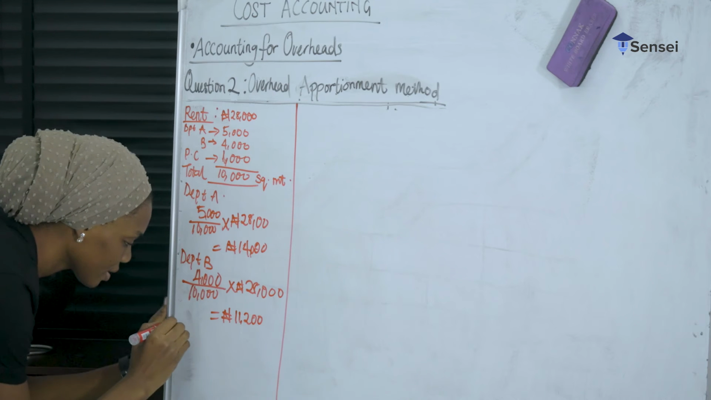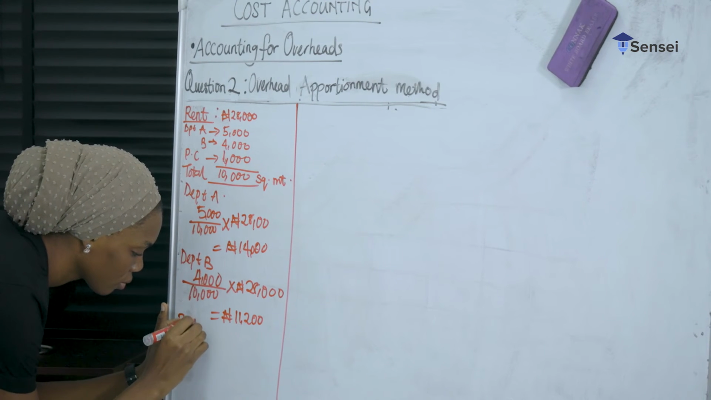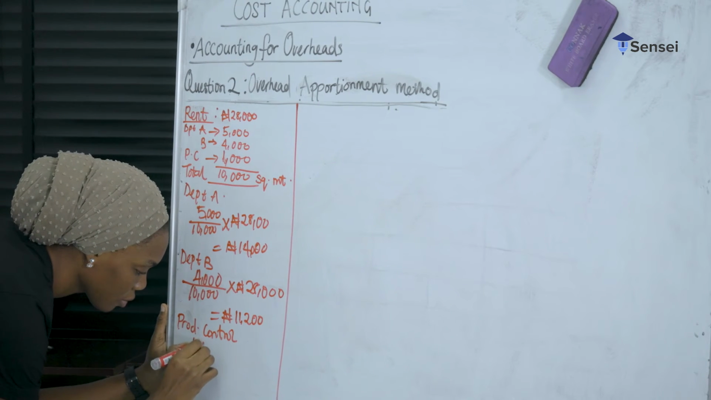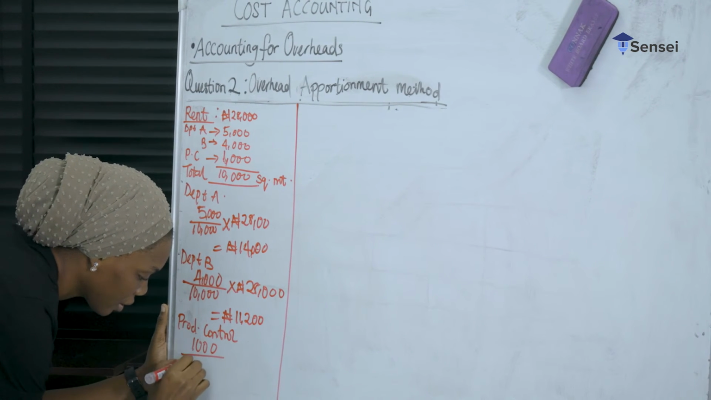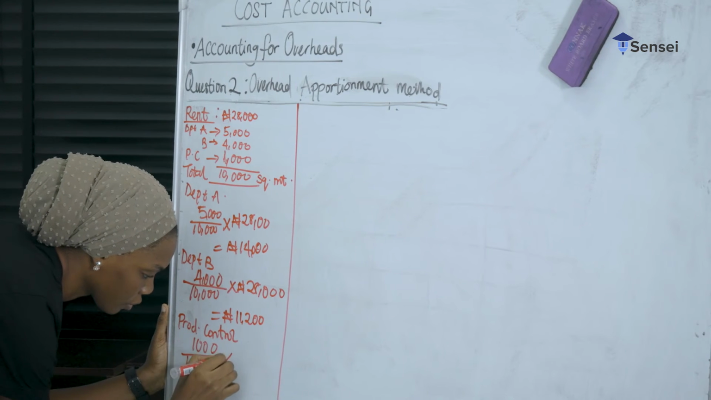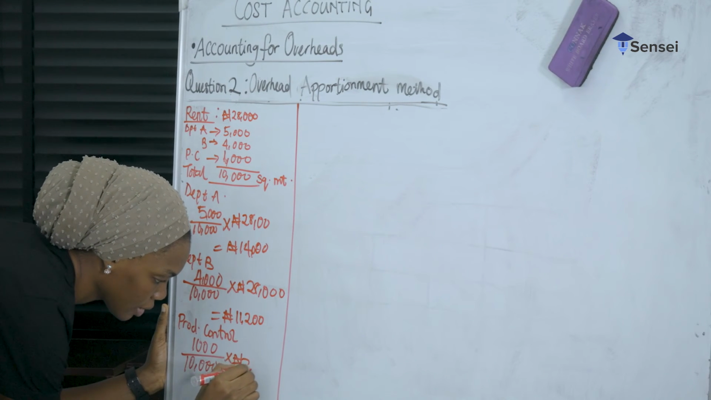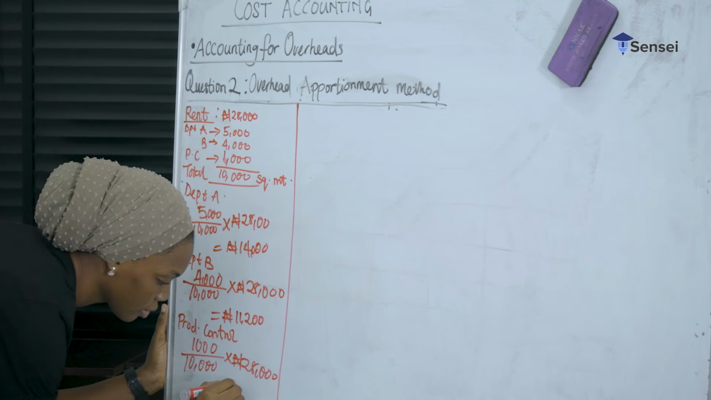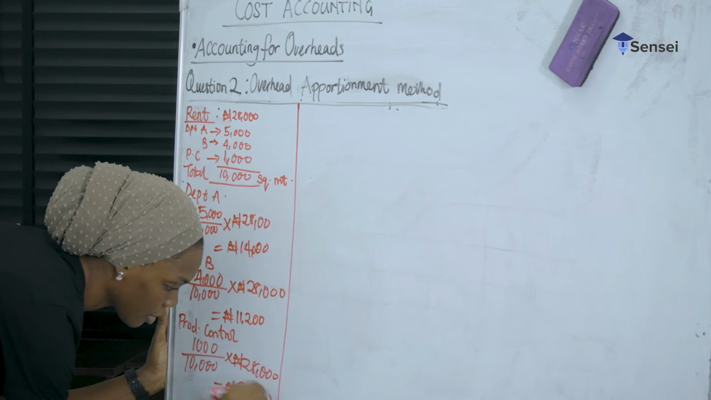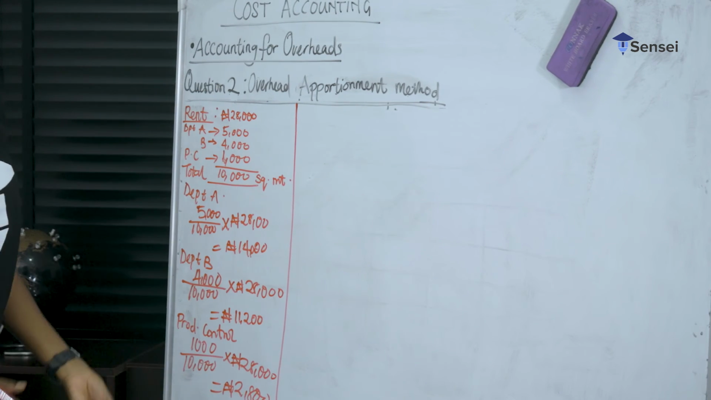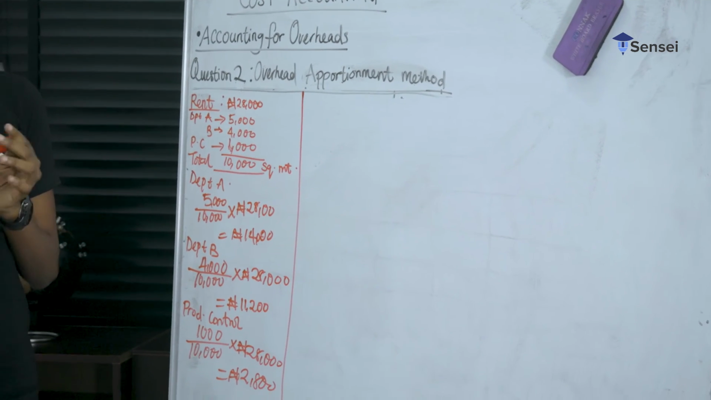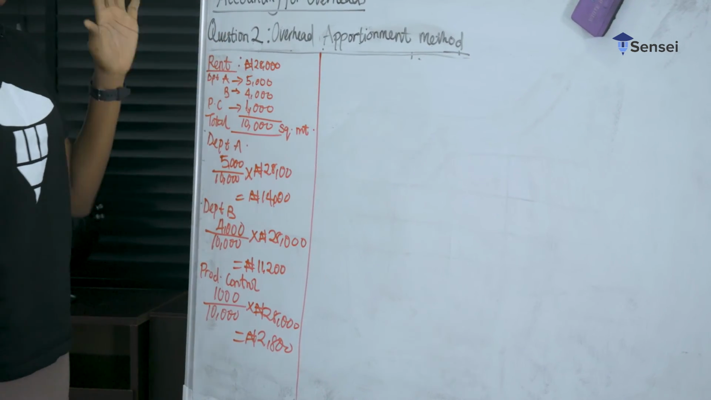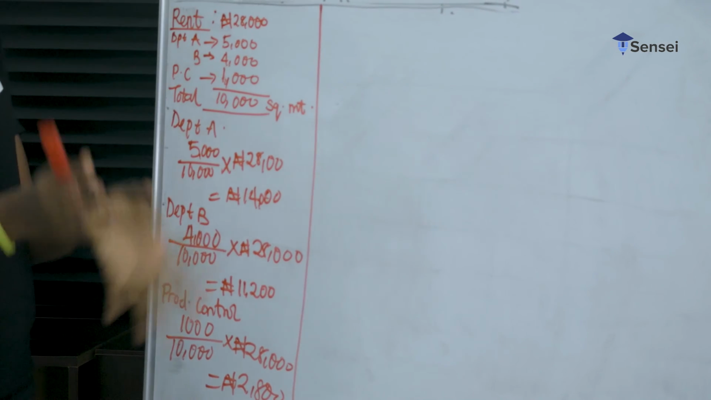And for Department C, that's the production control, we have 1,000 square meters over 10,000 square meters multiplied by 28,000 naira. Hence 2,800 naira. So this is how we apportion costs to each of the cost centers using the basis of apportionment of areas in square meters occupied by each of the departments.